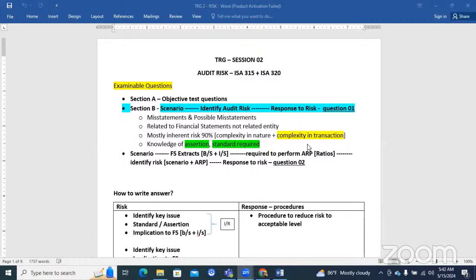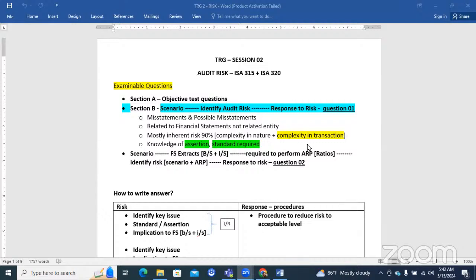Or a standard related problem. There are two types of problems that come under complexity in the transaction for your case study. One is an assertion related issue: cutoff, valuation, rights and obligations, occurrence, completeness, presentation, classification, right? That is an assertion related problem. Or else it's a standard related problem. It can be related to revaluation, impairment, provision, inventory, NRV, net realizable value. All these are standard related problems.